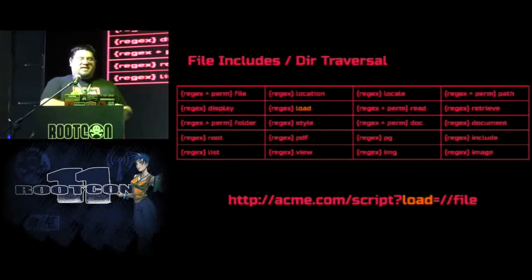So the next bug type we focused on was file includes and directory traversal. So this is the idea that the web application somehow includes resources locally through the file system that a user wants to load. And so these are the common parameters that you will see in this attack.